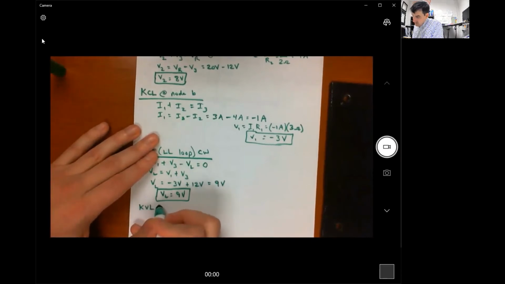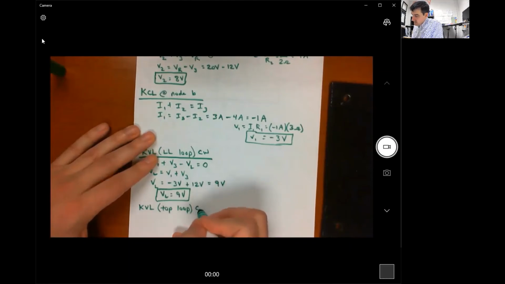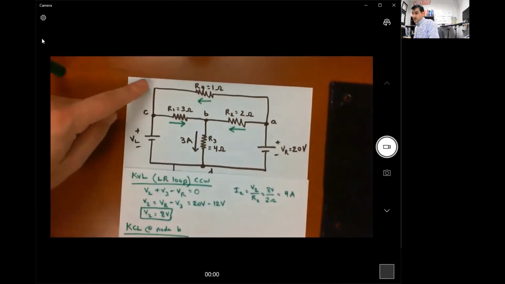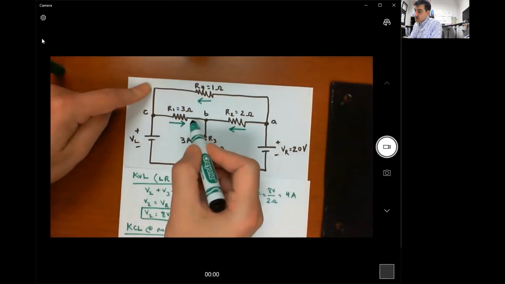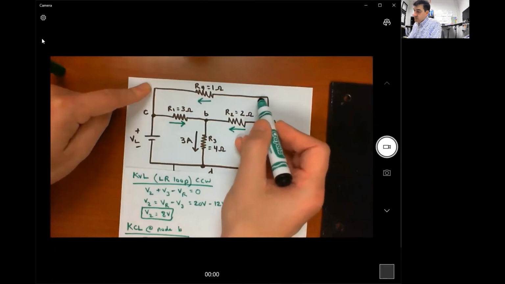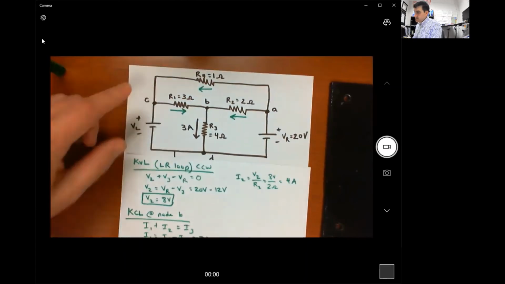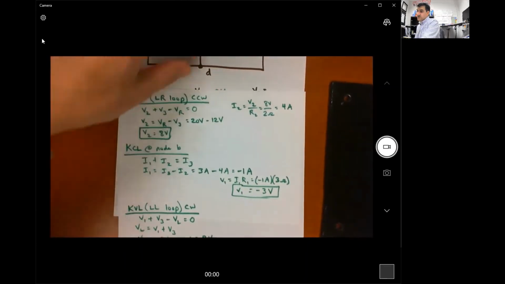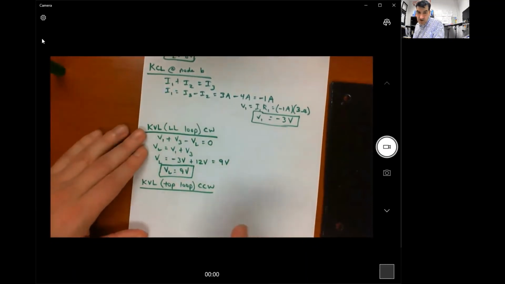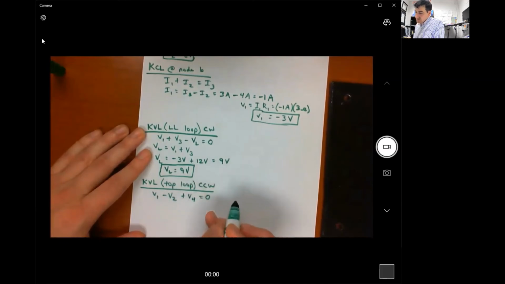All right, so KVL for the top loop, and I'm going to go counterclockwise. So maybe I'll start here at the upper left. I'm going to go with the arrow here, so I write V1, then I go against the arrow here, so I write minus V2, and then with this arrow, so I write plus V4, back to the start. So I go equals 0. Let me make sure I write this down correctly. We had V1 minus V2 plus V4 equals 0.